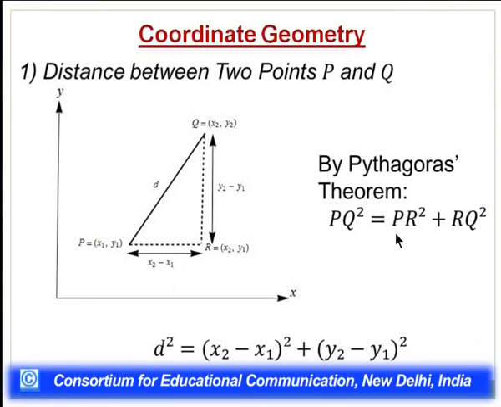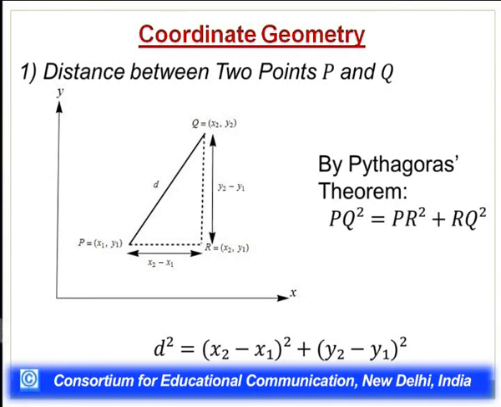So PR square would be x2 minus x1 the whole square. Now similarly, RQ is a vertical distance between the points R and Q, and therefore this distance would be y2 minus y1. The x coordinate is the same, so RQ is going to be y2 minus y1, and therefore RQ square is going to be y2 minus y1 the whole square.